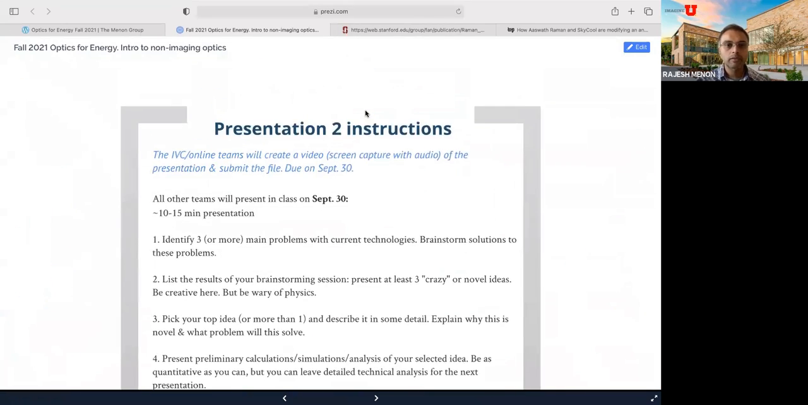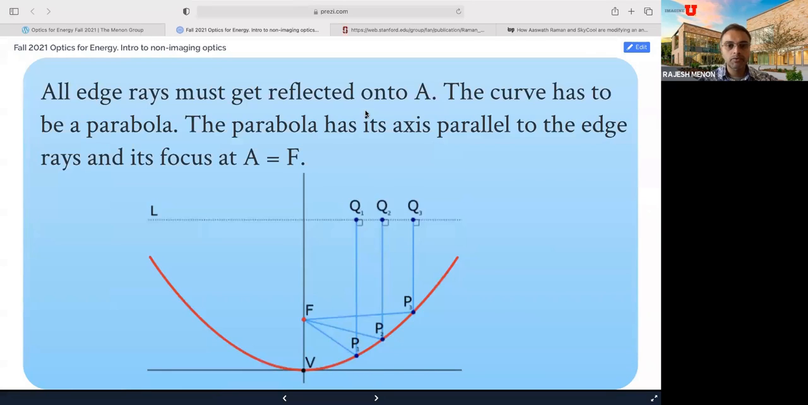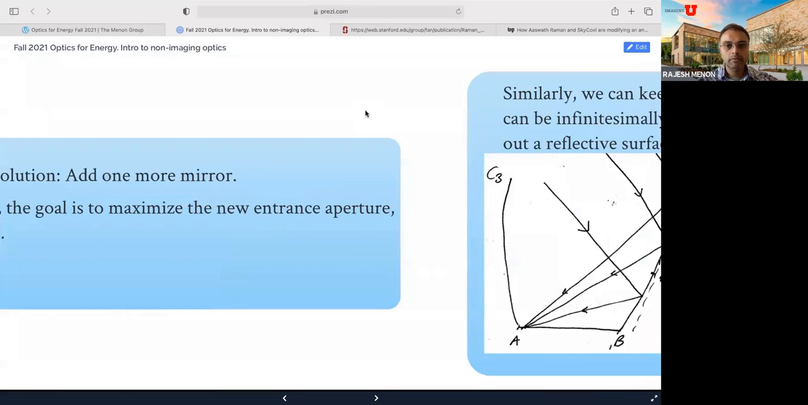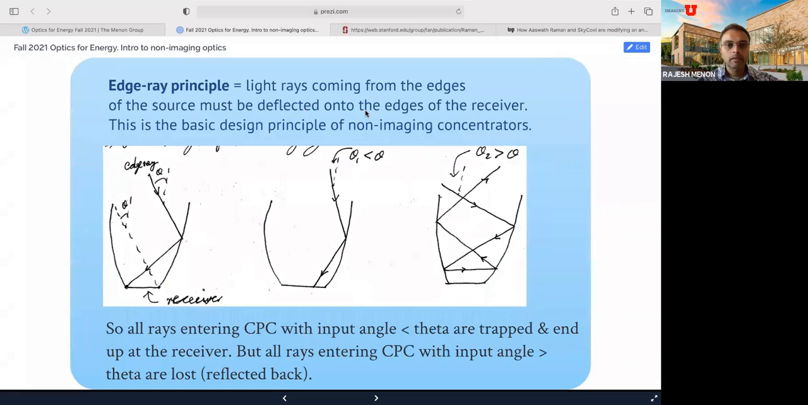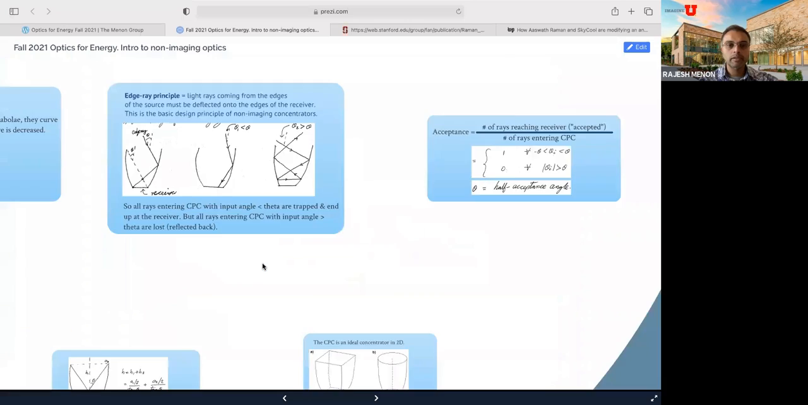So I'm going to go back to this, just highlight a couple of things which you really should be aware of. First of all, there is an acceptance angle, theta, defined by the geometry of the CPC, such that any rays coming in less than theta will get 100% accepted, and any angles beyond the theta will not be accepted. So that's an important condition.